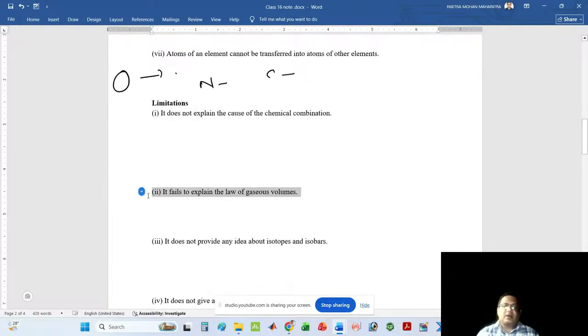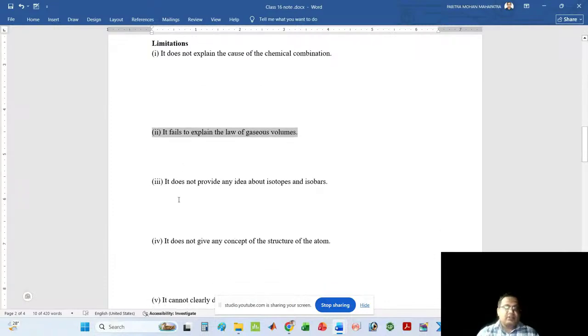The second limitation is that it fails to explain the law of gaseous volume. I will explain the law of gaseous volume in upcoming classes. For this class, just remember that it fails to explain the law of gaseous volume. Next, it does not provide an idea about isotopes and isobars.